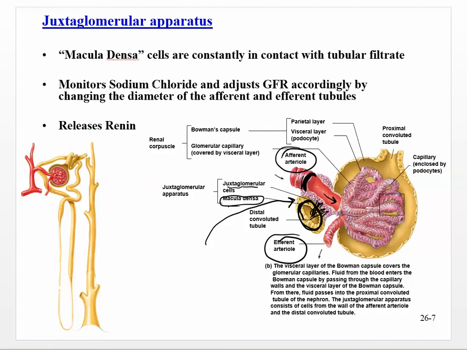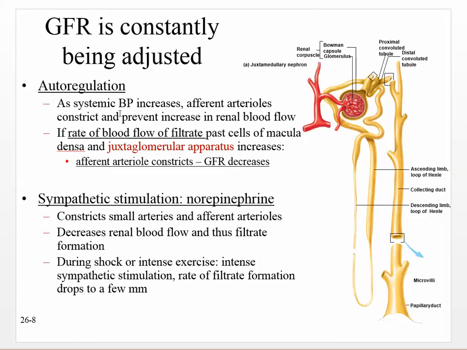Now, one of the other things that the JG does, it's easier to say JG than juxtaglomerular, is that there are cells in there that release a molecule called renin. Now remember, I wrote RAA for renin, angiotensin, aldosterone. So we're going to come back and talk about that. So remember, this monitoring site is also where the hormone renin is released.